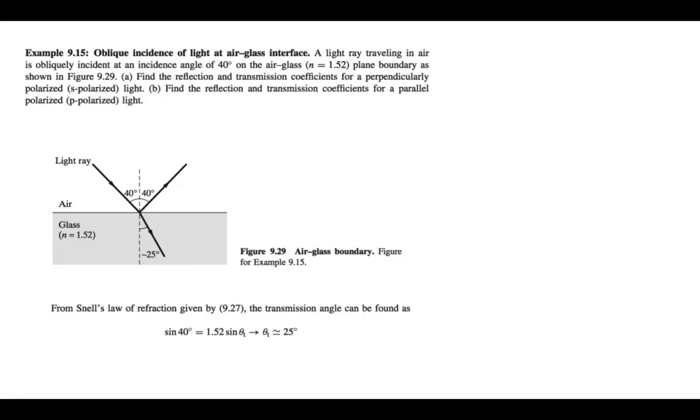So that means basically we have two different formulas for reflection and transmission. Both of those involve having to know the incident and the transmitted angle. So the first thing we have to do is calculate the transmitted angle. So we use Snell's law, which is shown here, to determine the transmitted angle. And when we solve this, we get that theta transmitted is 25 degrees.